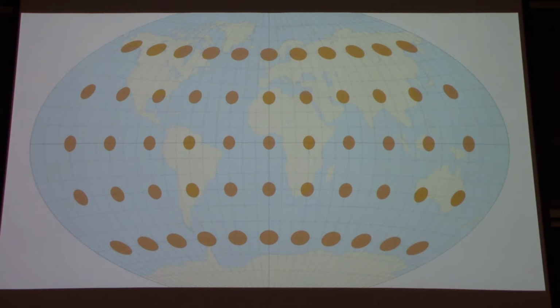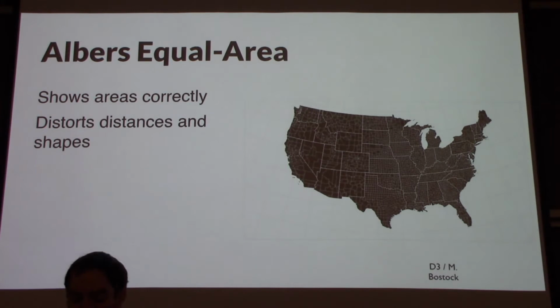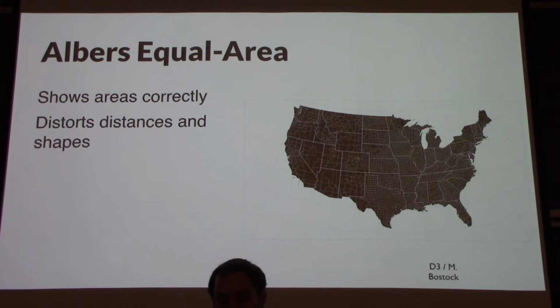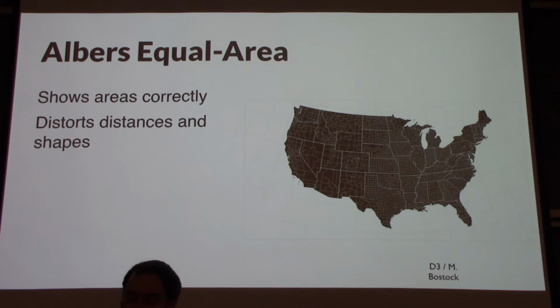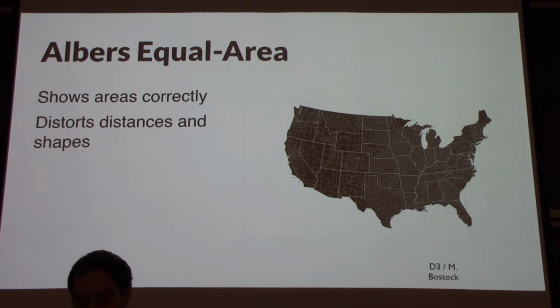These would be all circles. You can see that the only circle that is completely correct is the one here in the middle, or even this one looks a bit squished. And further out, shapes are distorted to some degree. But depending on your task, this is probably a good projection. The one that is commonly used for rendering the United States is the Albers equal area, which shows the areas correctly but distorts distances and shapes.